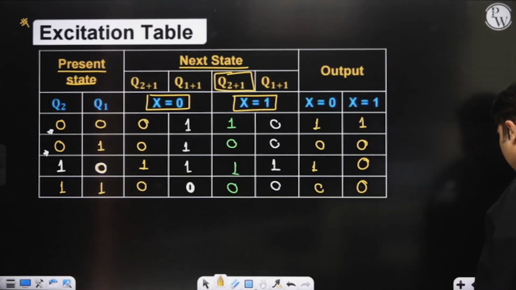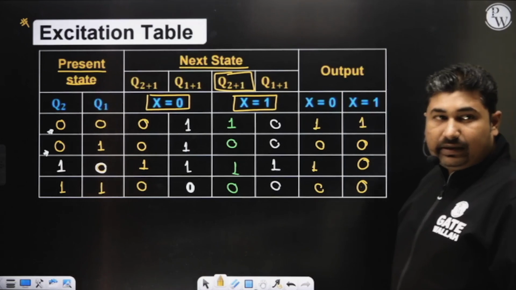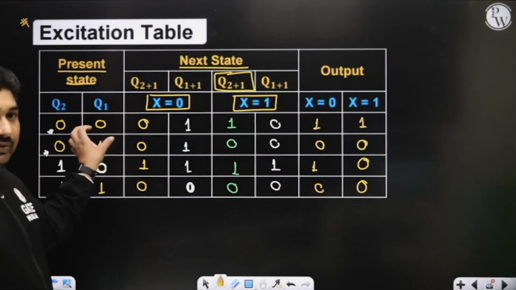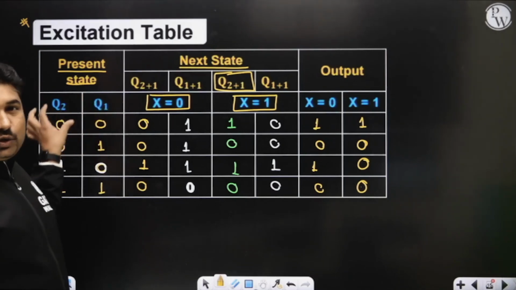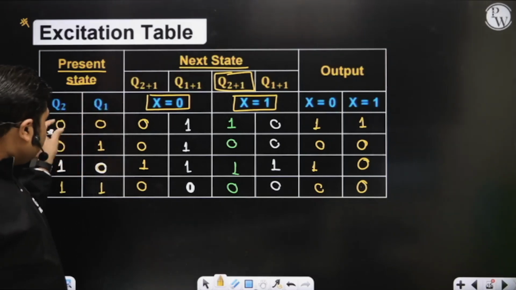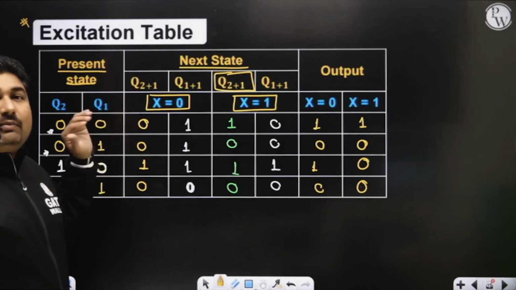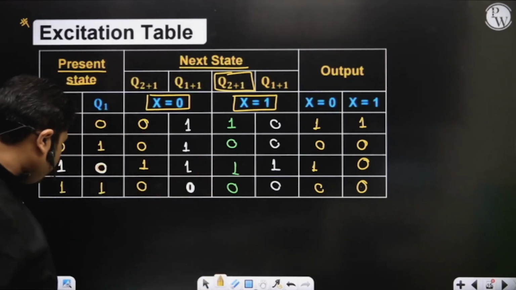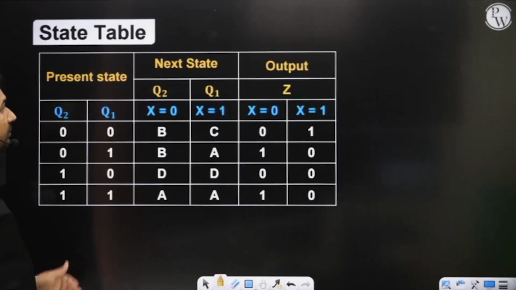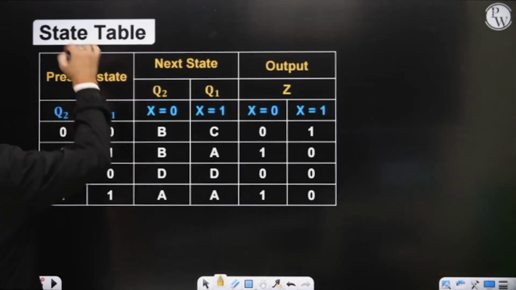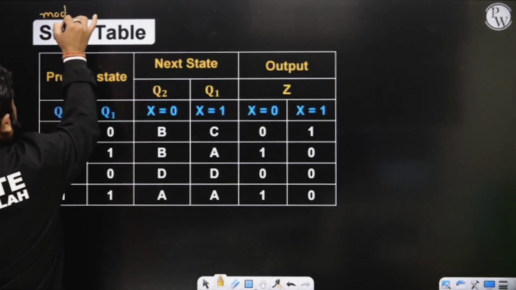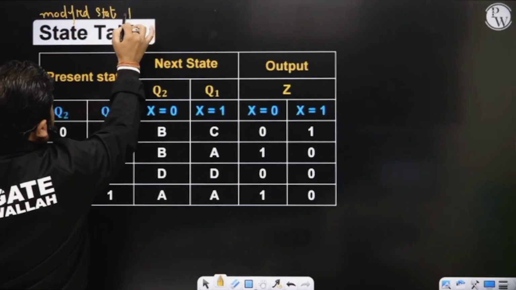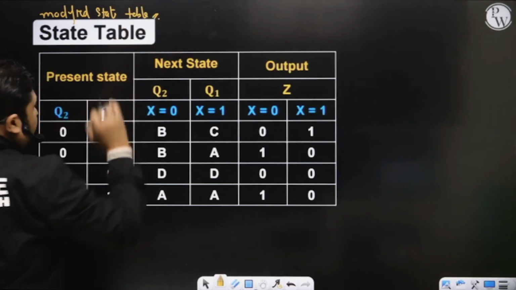Next I am going to the modified state table. In the modified state table, whatever value of Q2 and Q1 is given, that value we have assumed, I am going to name it as a state. Maybe state A, state B, state C, and so on. So I am going to write a modified state table. Is it okay?